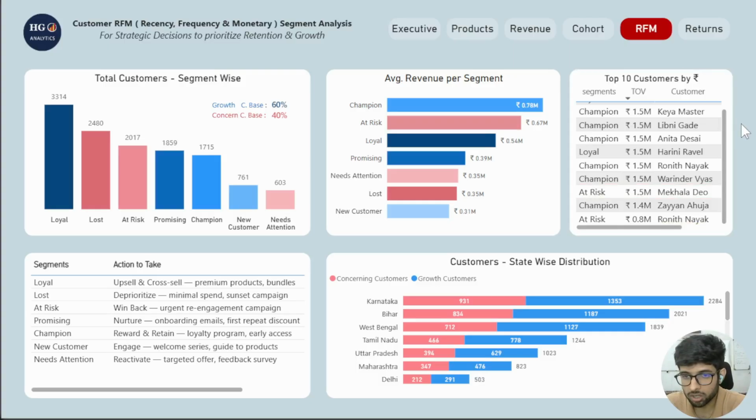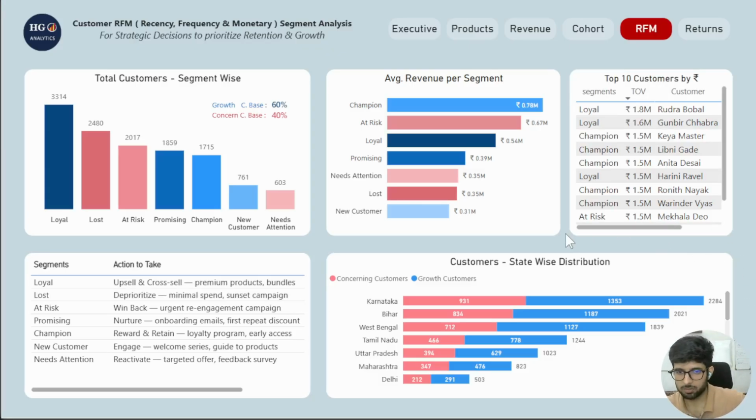So, what to do about it? Come here, go win them back. Start an urgent re-engagement campaign. So this is not just a dashboard that shows what the problem is. I told you in the starting only, this is what tells you what to do about the problem. You can see every segment has an action to take.